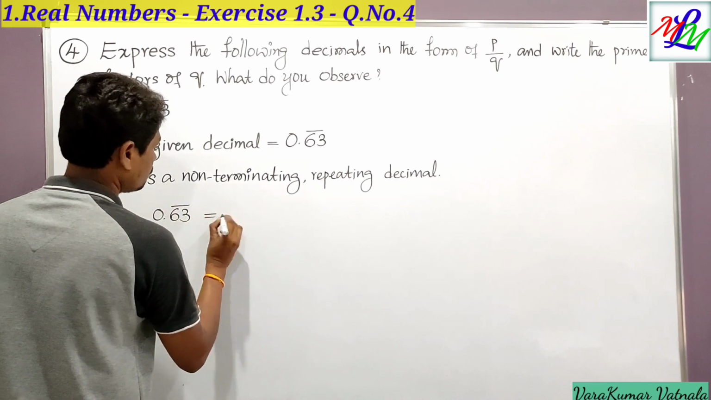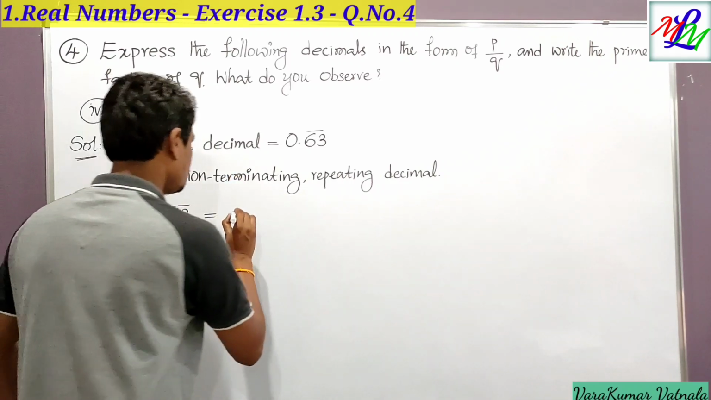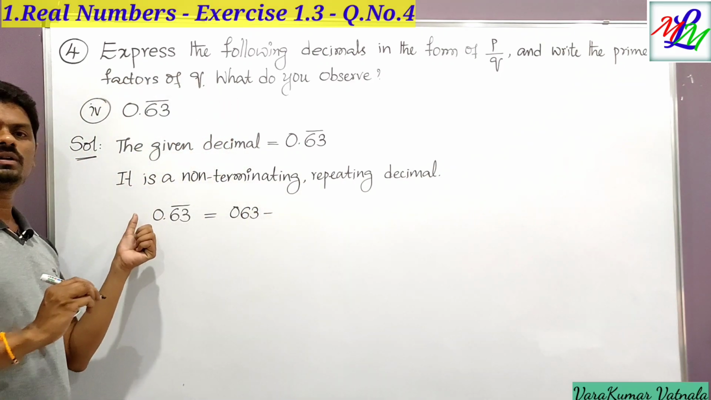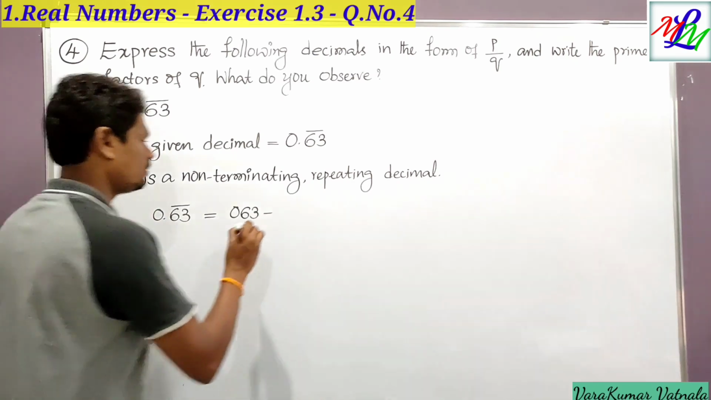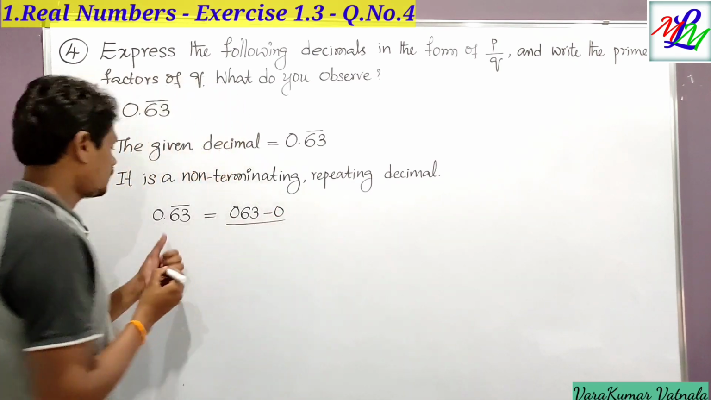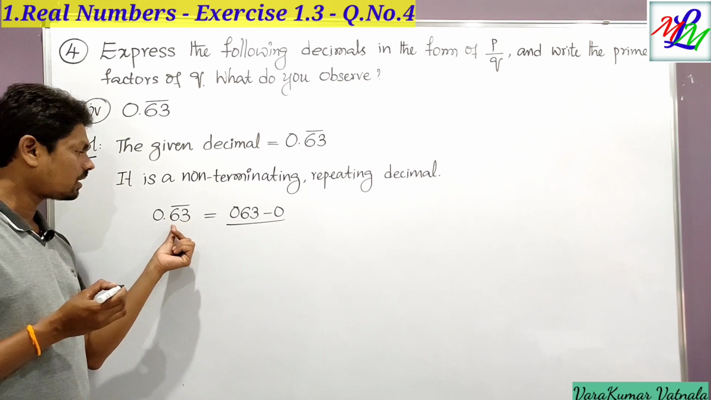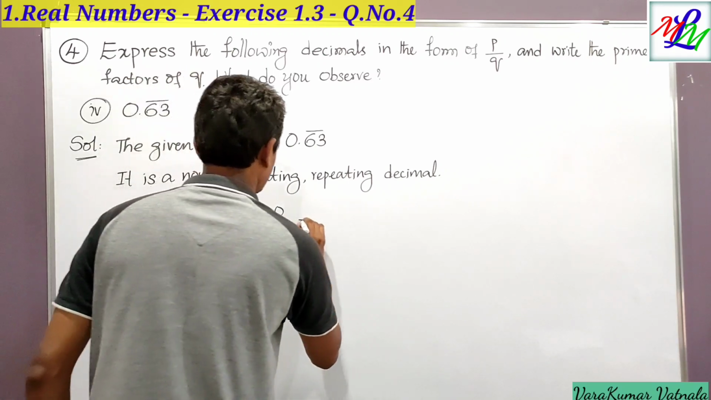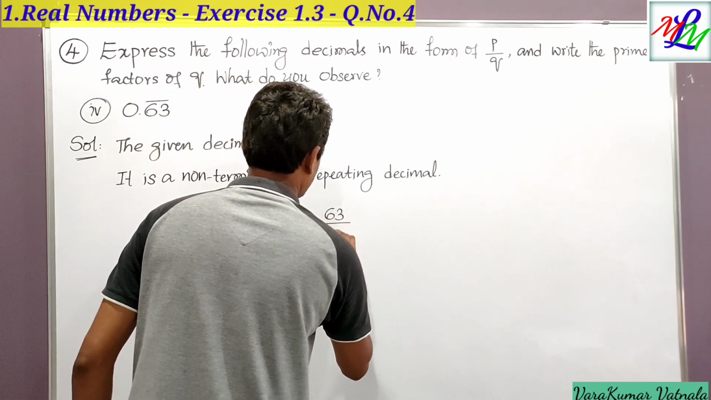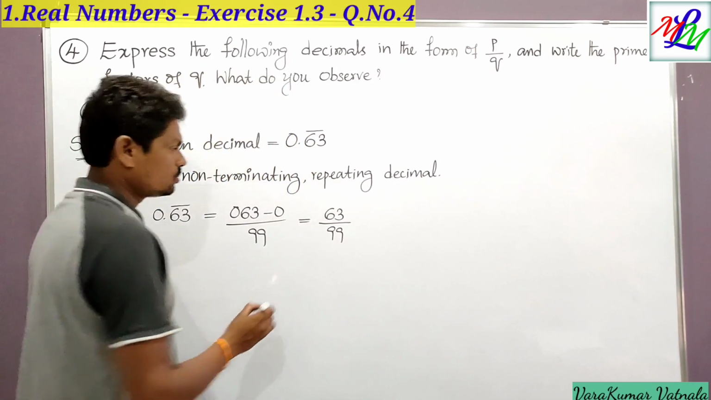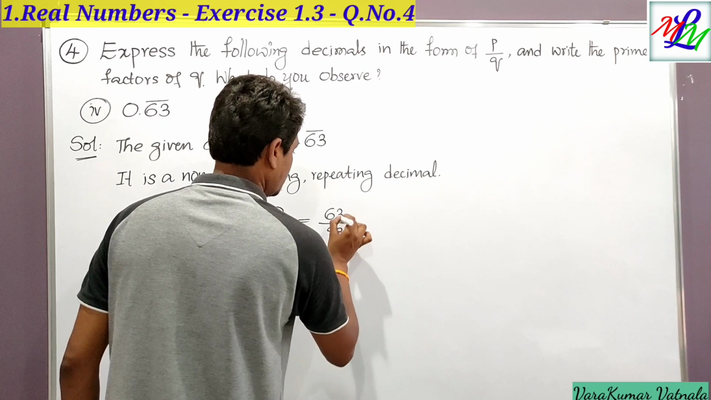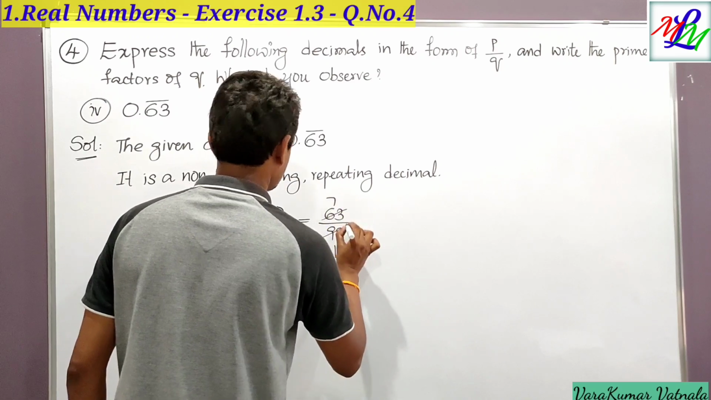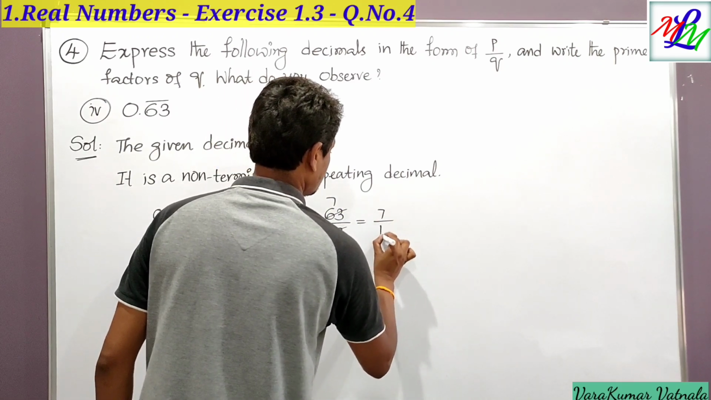0.63 bar is equal to, so how can we convert? First we have to write all the digits, 063. Next we have to subtract the integer part, the left side digits of the decimal, only 0. Next we have to observe the number of digits in the bar. How many? 2. So we have to write 2 nines. So it can be written as 63 divided by 99. Cancel directly by 9. 9 11s are 99, 9 7s are 63. We can get 7 by 11.